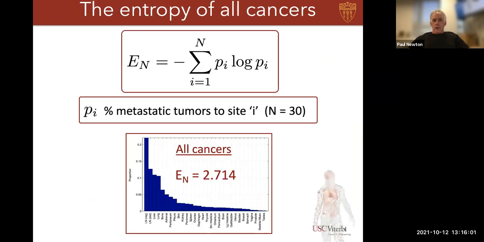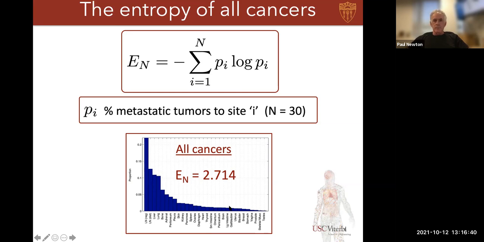So we're going to then compute the entropy of all the cancers taken together by summing from 1 to 30 using that same formula, where p_i is the probability of a metastatic tumor at site i, where N is 30, because those are the 30 different sites in this data set. And so this is what the distribution looks like for all cancers taken together, and the entropy is 2.714. And that is a signature of how quickly that probability distribution goes down to 0.